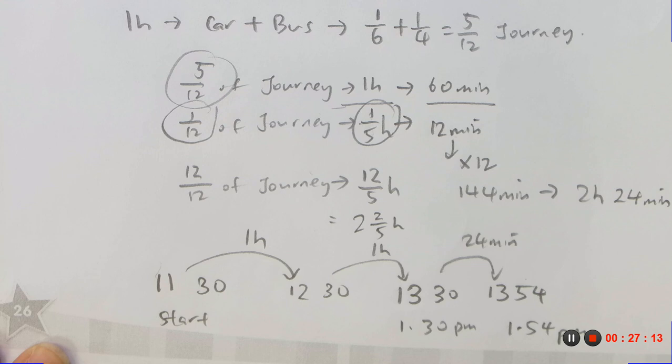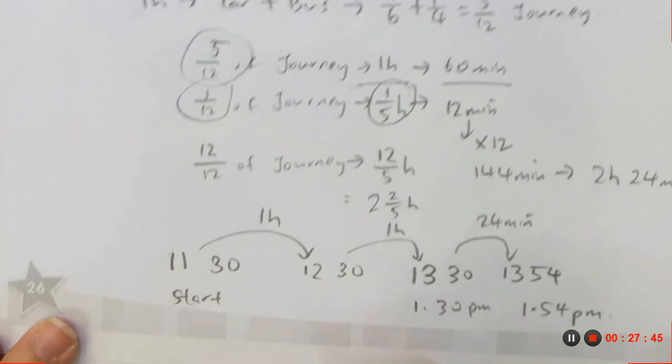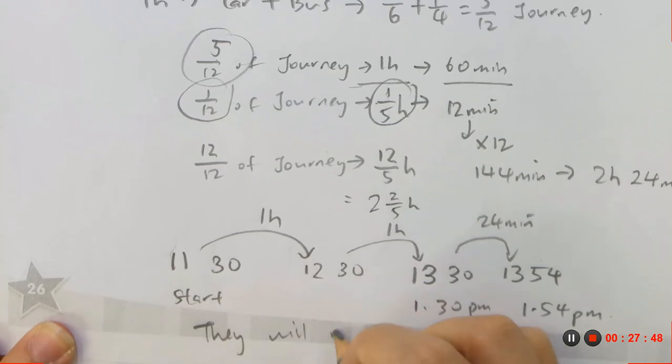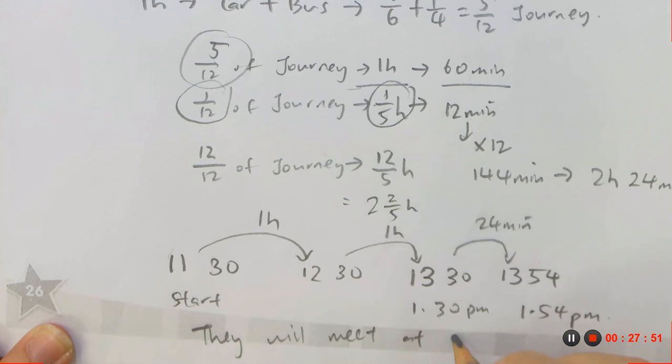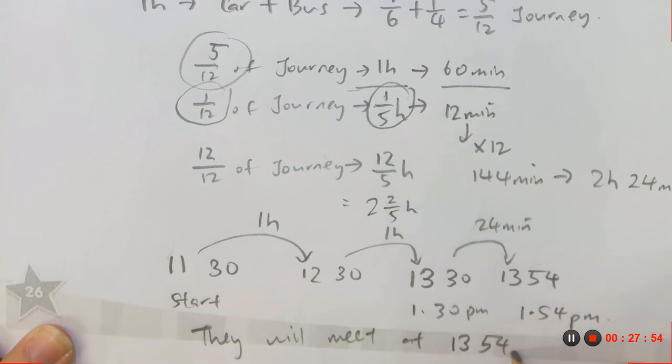So in that one, you find out in that 1 hour how much of the journey they will make. They will make 5/12 of the journey in 1 hour. So if 12/12 is the whole journey, how long will that be? It will be 2 and 2/5 hours, which is 144 minutes, which is 2 hours and 24 minutes. With that, you can use the start time to get to the time they meet. They will meet at 1:54 p.m., or 1354 hours.